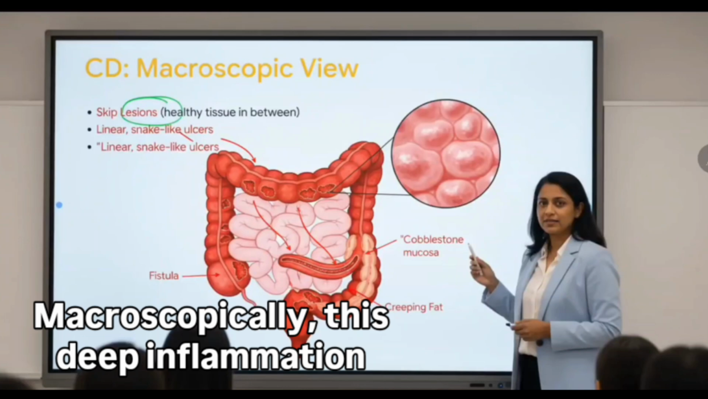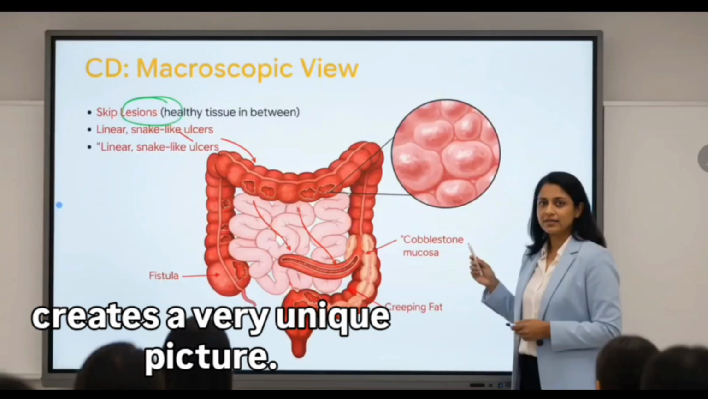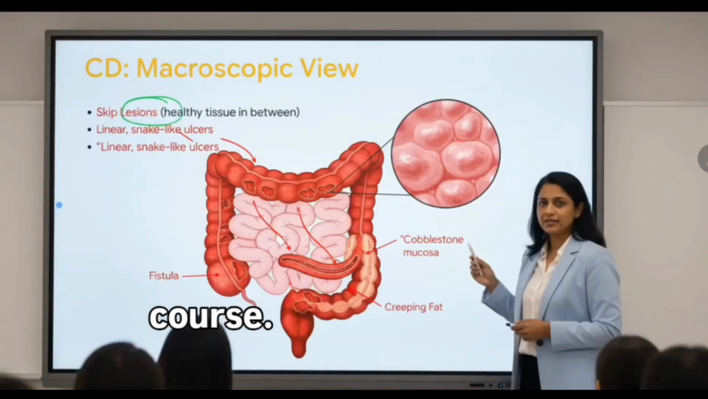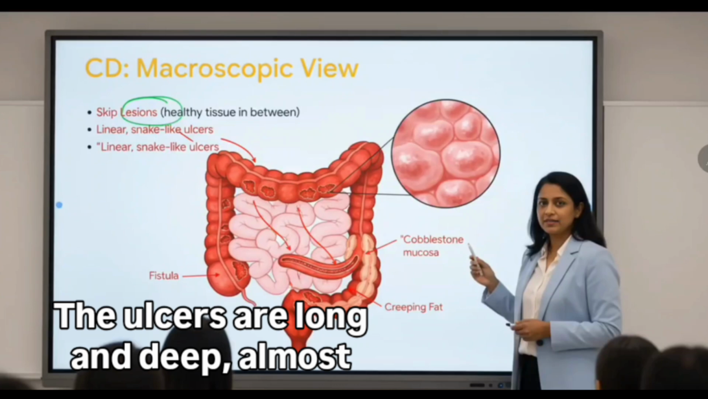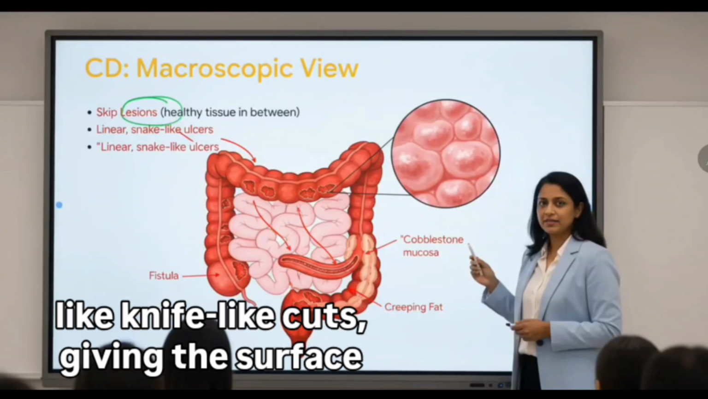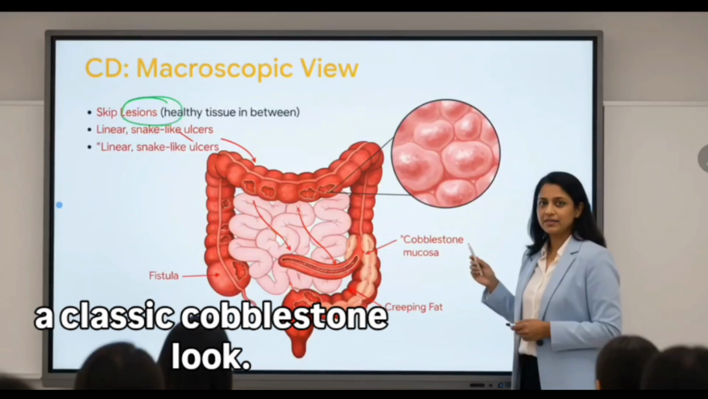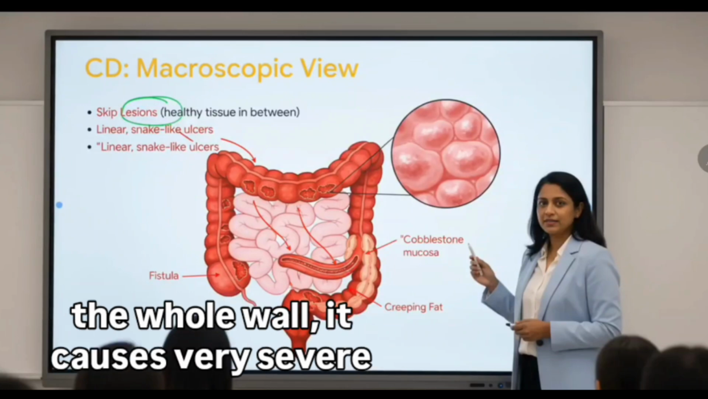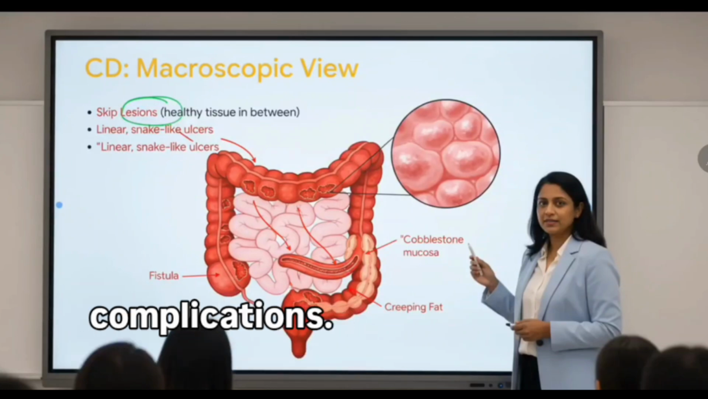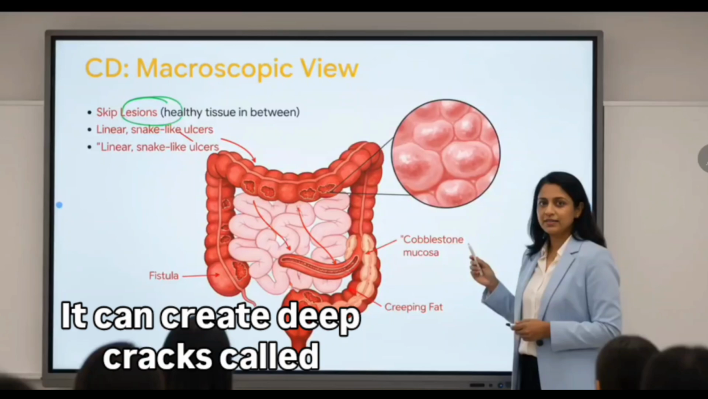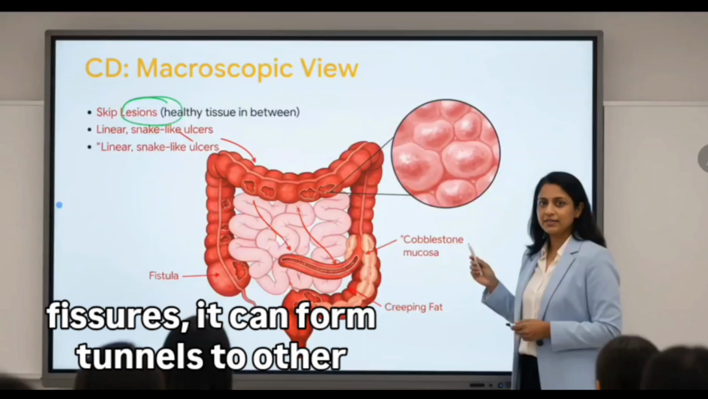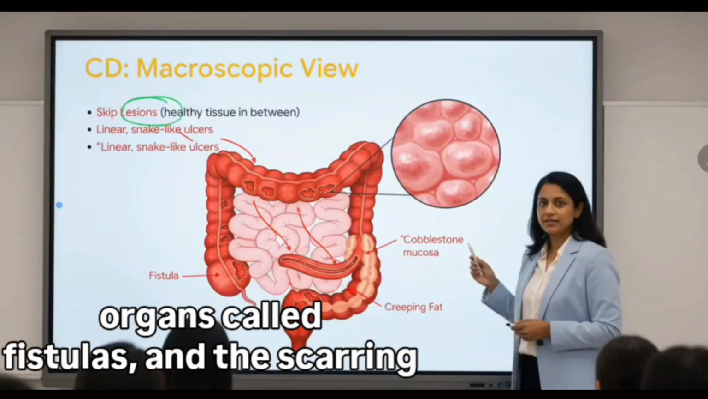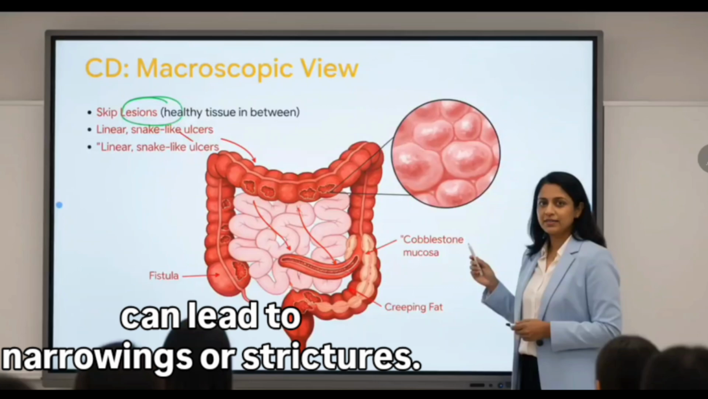Macroscopically, this deep inflammation creates a very unique picture. You'll see those skip lesions, of course. The ulcers are long and deep, almost like knife-like cuts, giving the surface a classic cobblestone look. And because the inflammation is transmural, because it goes right through the whole wall, it causes very severe complications. It can create deep cracks called fissures, it can form tunnels to other organs called fistulas, and the scarring can lead to narrowings or strictures.